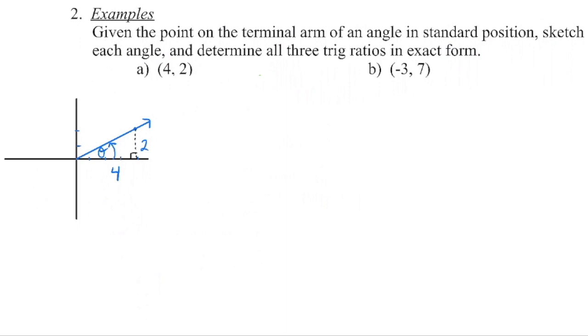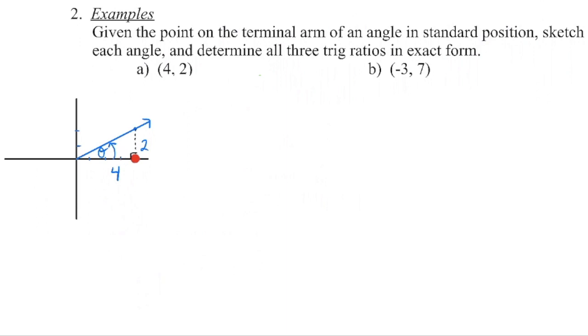So we have a point (4, 2). We can go ahead and plot that: 1, 2, 3, 4, 1, 2. And we know that the terminal arm will pass through that point. So my angle of rotation is right here. That means that my x coordinate is 4. I'm going 4 units over on the x-axis. My y coordinate is 2. We're going 2 units up on the y-axis.